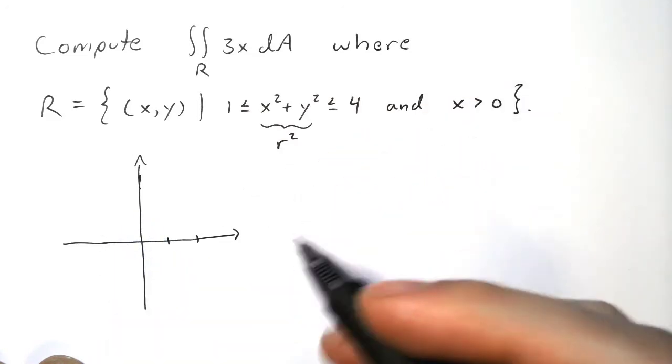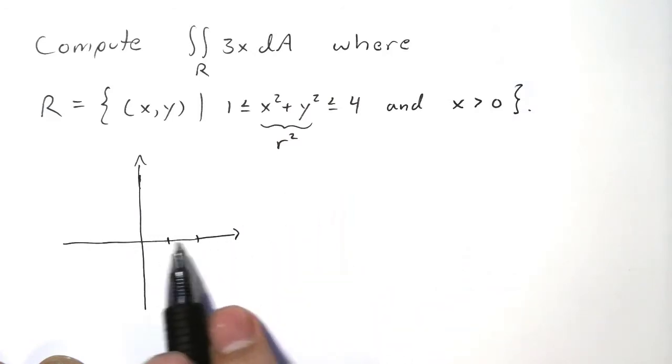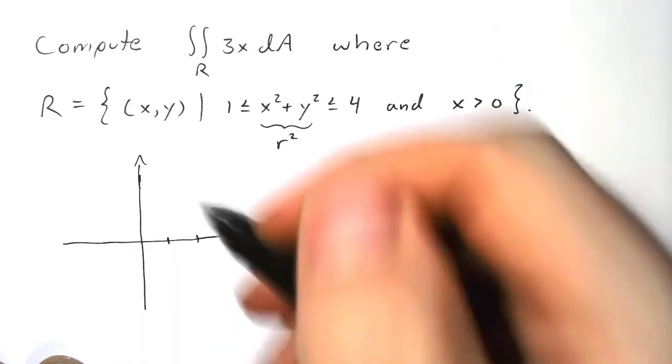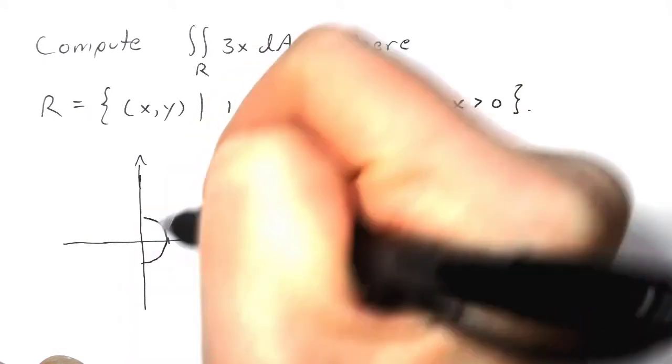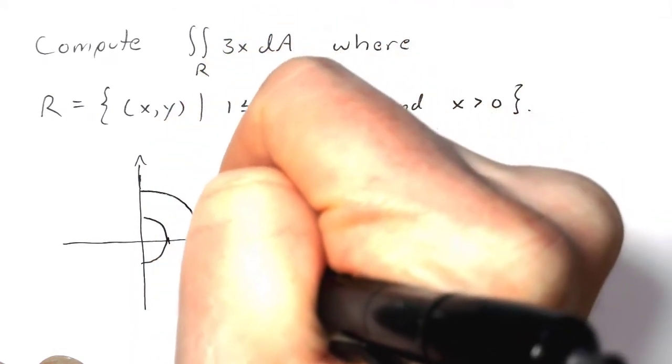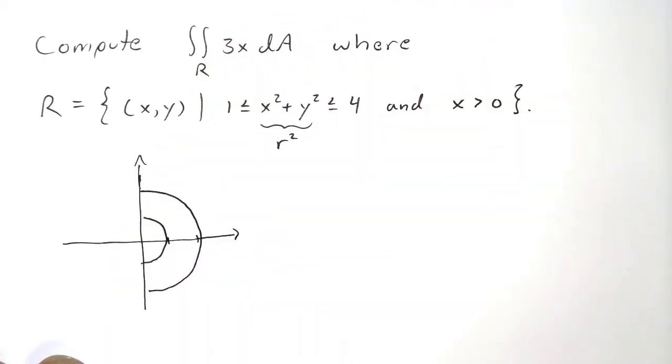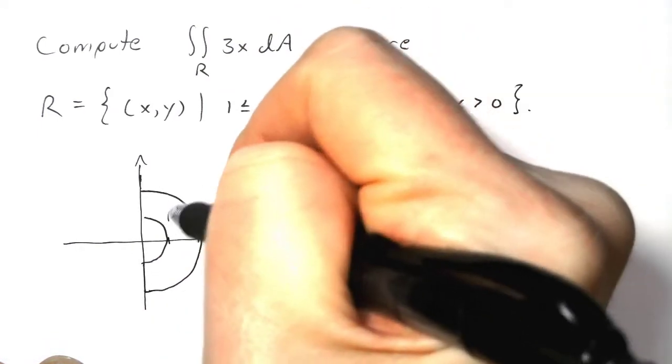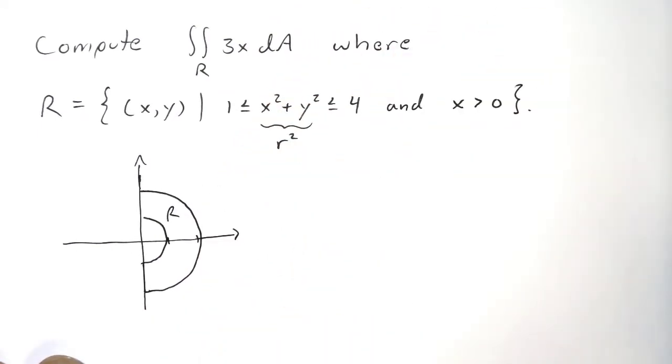So if we just sketch all those points that have a radius between 1 and 2 and those values of theta, what we see is we get this sideways rainbow shape. This is r. And now I see, just by looking at this, it's clear polar coordinates are the way to go. You could do Cartesian coordinates, but it'll be a lot messier. So polar coordinates will make this problem quite a bit easier. And I can see that just because this is a very circular looking region, right?